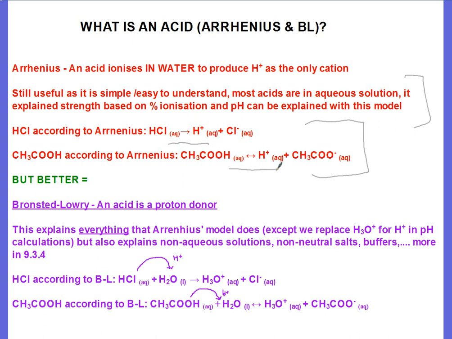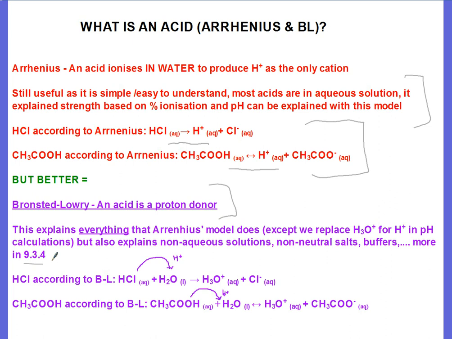But the better model, and the better way to explain acids, the one I want you to use in your HSC, is that acids are proton donors. The reason we use that is because this Bronsted-Lowry model explains everything the Arrhenius model explains, but it does more. It explains non-aqueous solutions, non-neutral salts, buffers, and more and more and more, but that's coming up in 9.3.4.